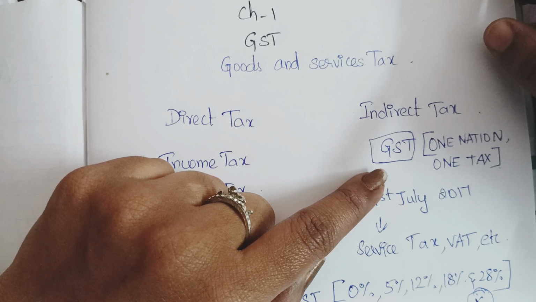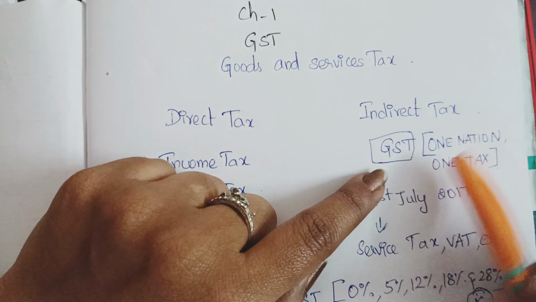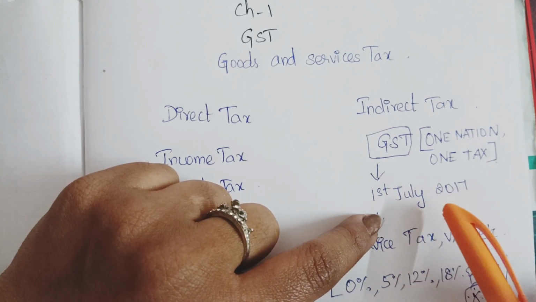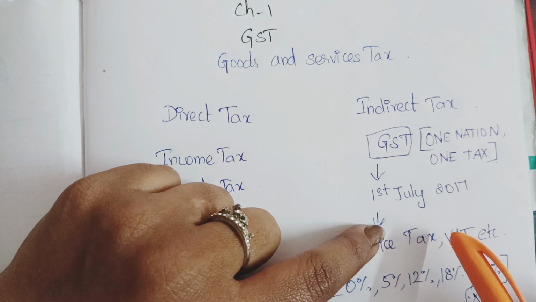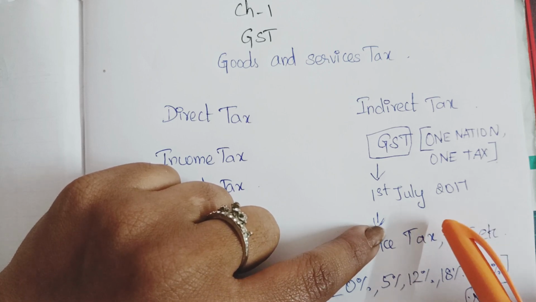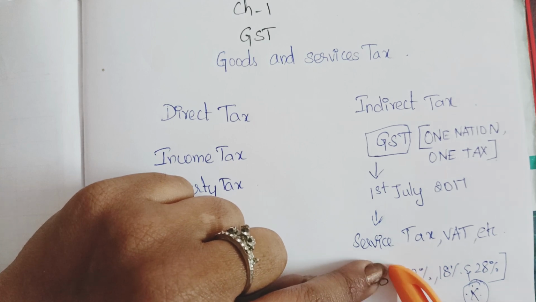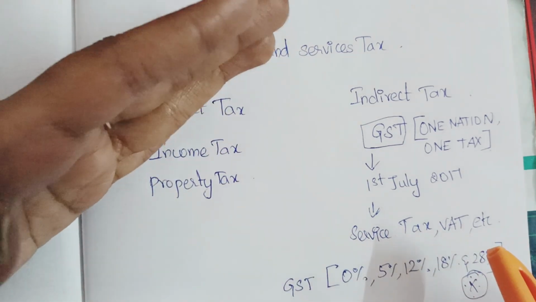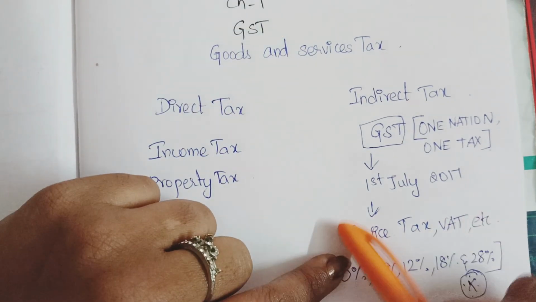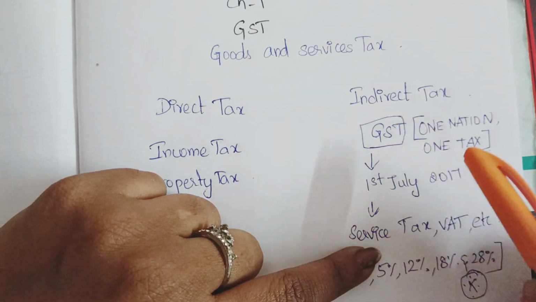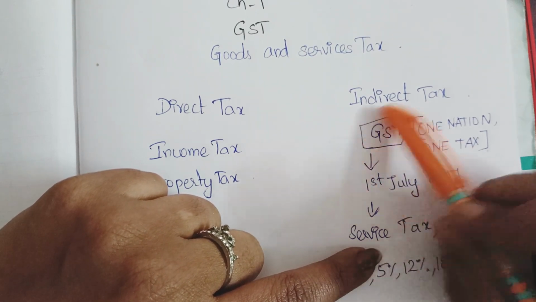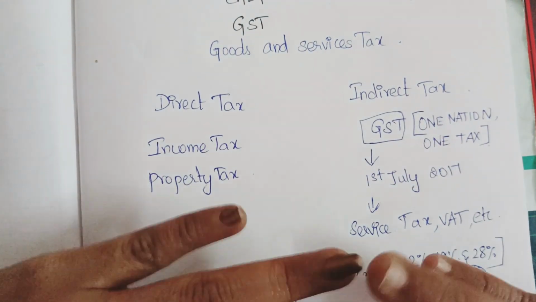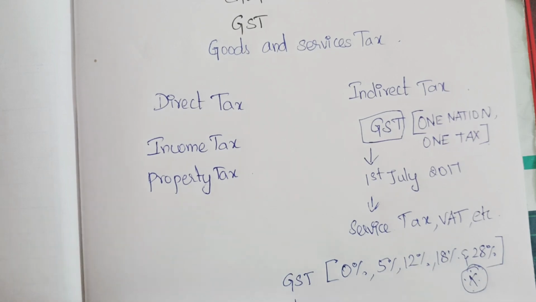The main aim of implementing this GST is one nation and one tax. It was implemented on 1st July 2017. You will be having a question: before 2017, what all tax was there in our country? There were many taxes like service tax, VAT. VAT is nothing but value added tax. This was all there before 2017. They all abolished this, and after 2017 the government has implemented only GST. So this is a short introduction about GST.